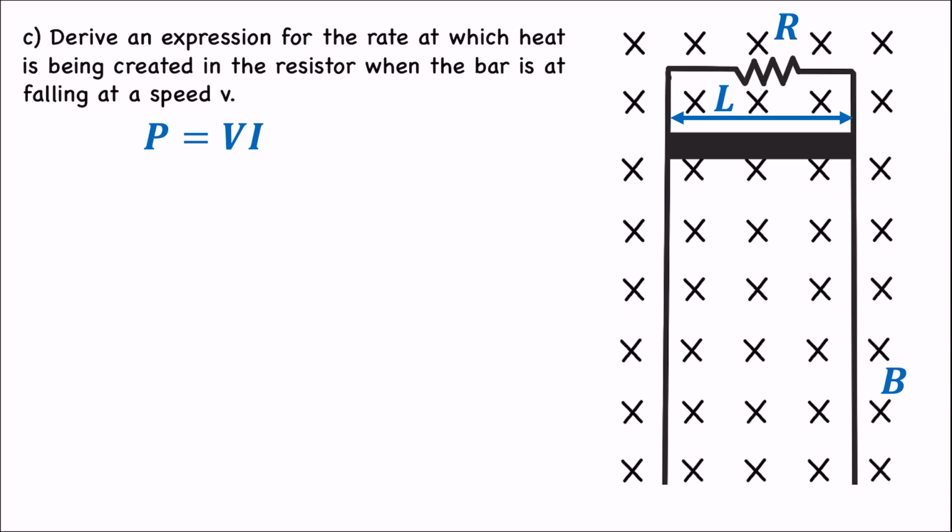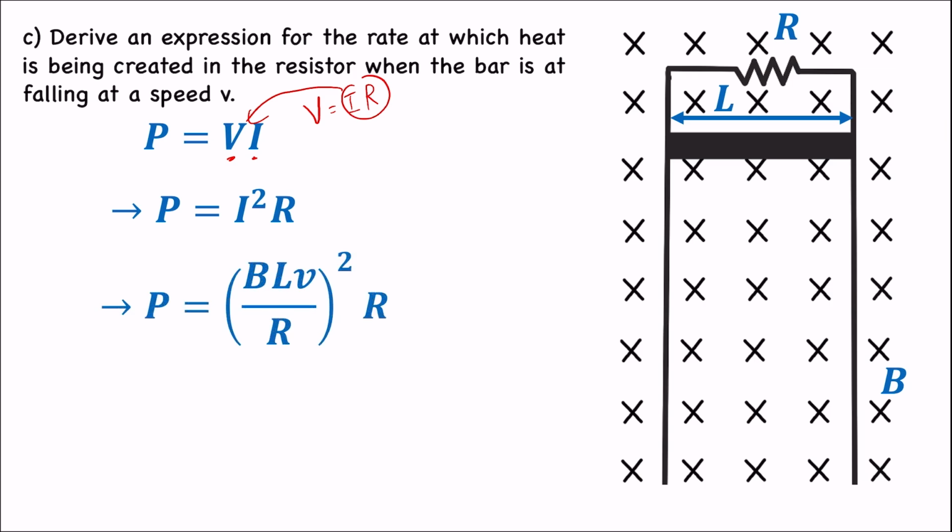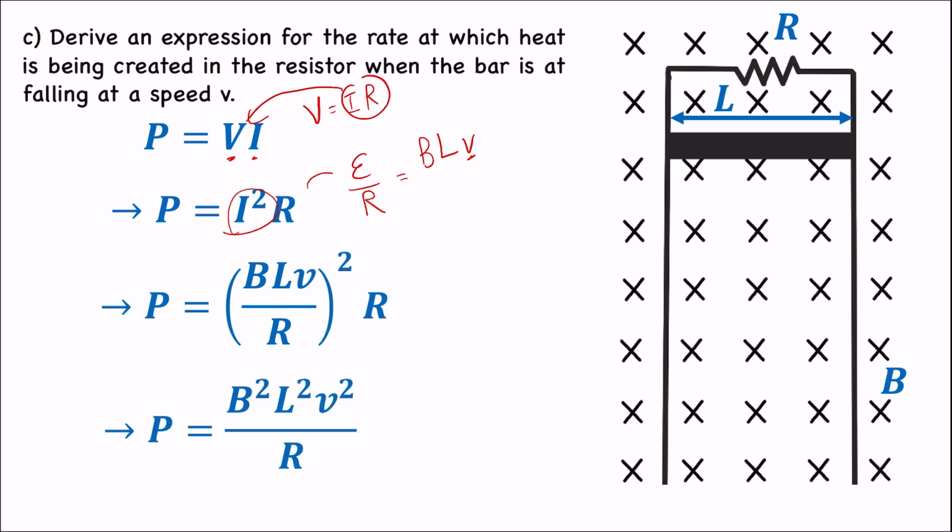So for any element in a circuit, the power is given by the voltage across that element times current. And then Ohm's law says that V equals IR, so I can substitute IR in for the voltage, and I get that the power is I squared times R. And then the current here is the induced EMF over R, and I said earlier that induced EMF is BLv, where v is the velocity it's falling at a given time. And if I simplify this, I get the power is B squared L squared v squared over R.